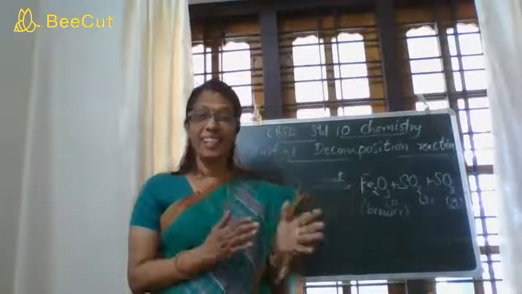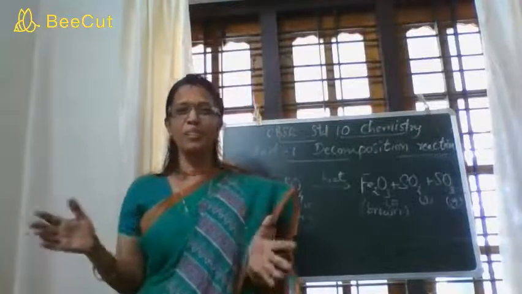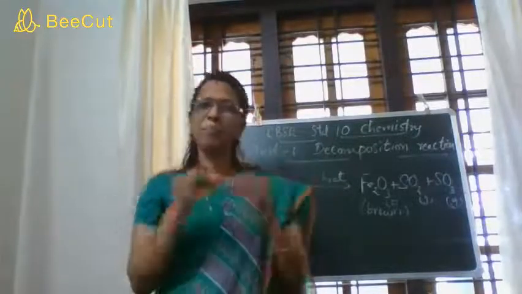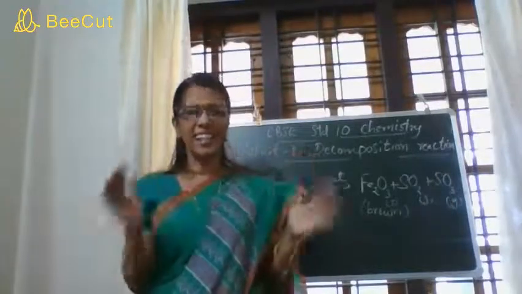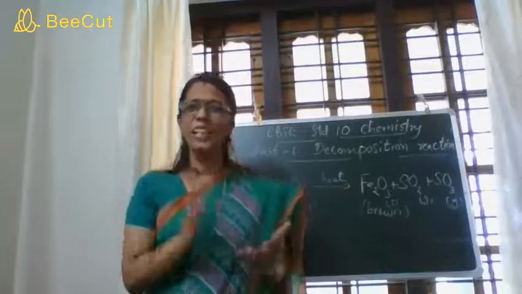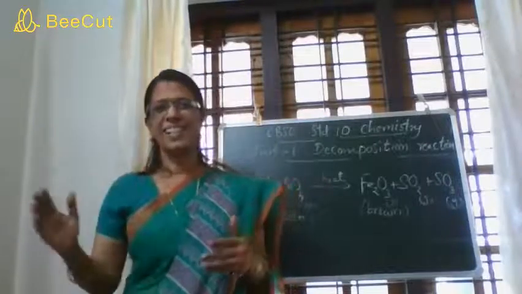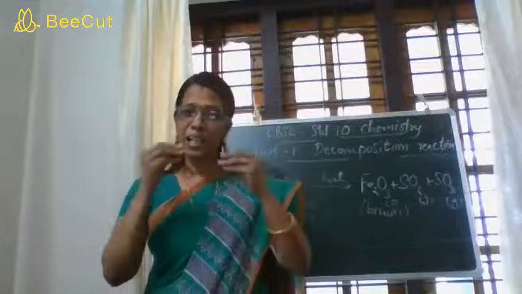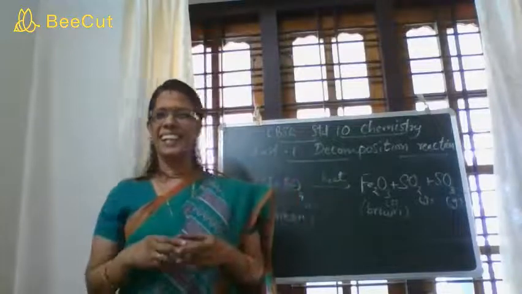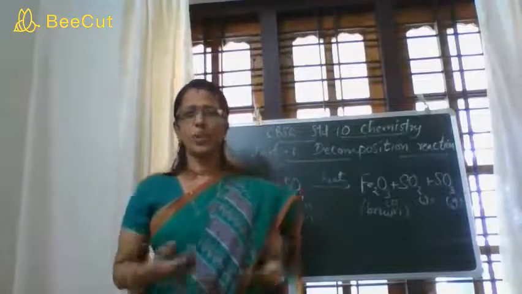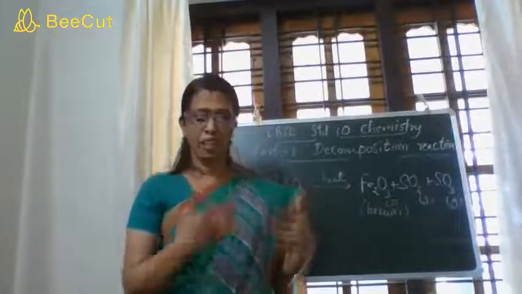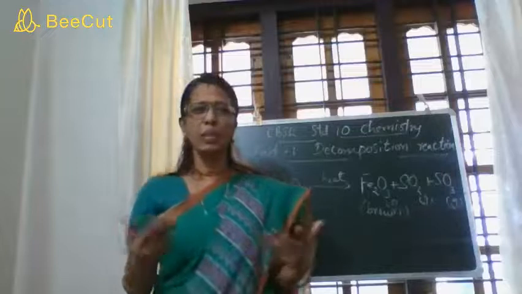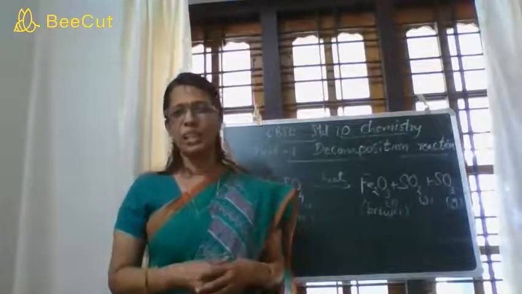That is, something is broken down into simpler units. Simply we can understand it like that: one single substance is broken down into smaller pieces. That is called decomposition. Decompose, degrade. We use this term usually in our daily life, for example, decomposition of vegetable matter. We commonly use the term.